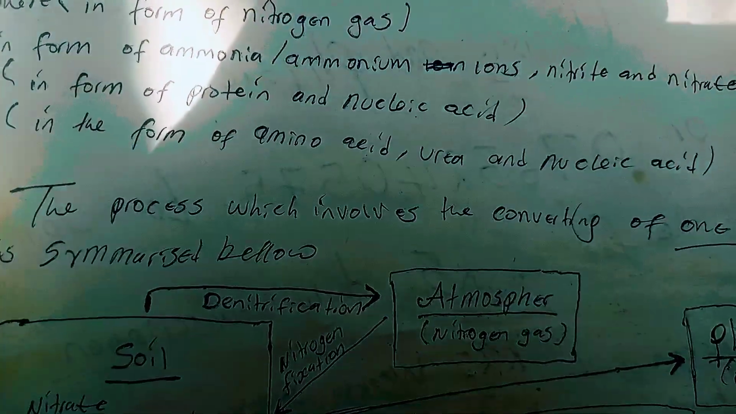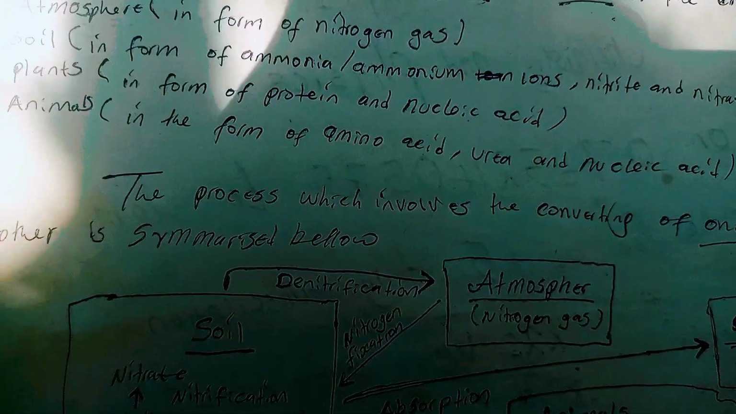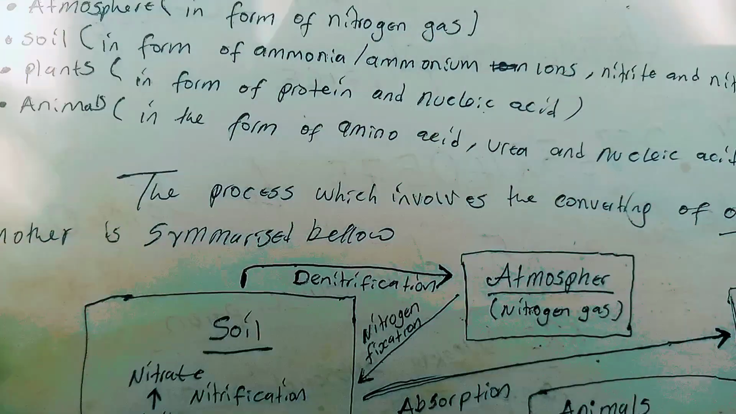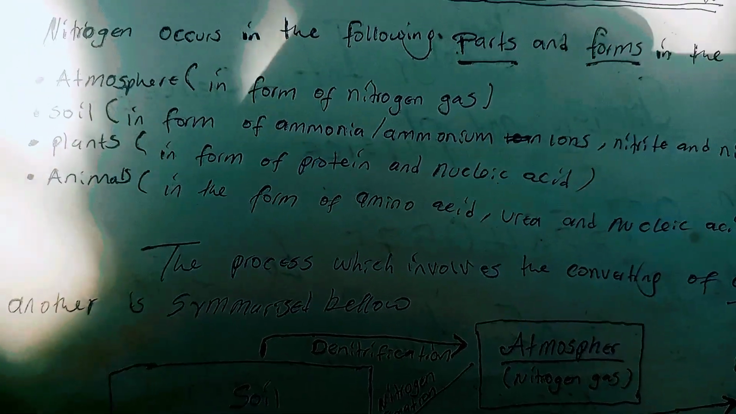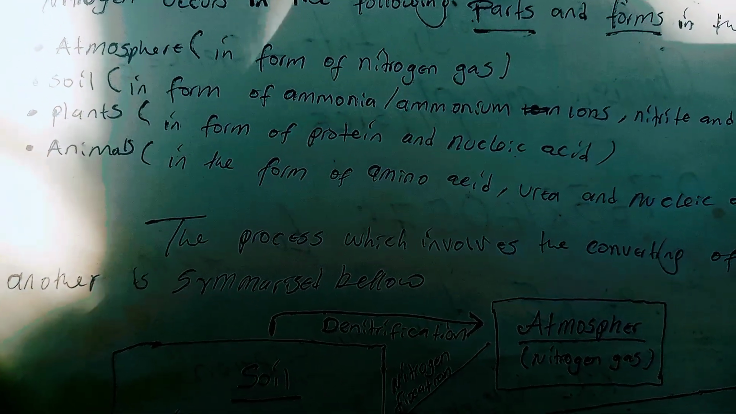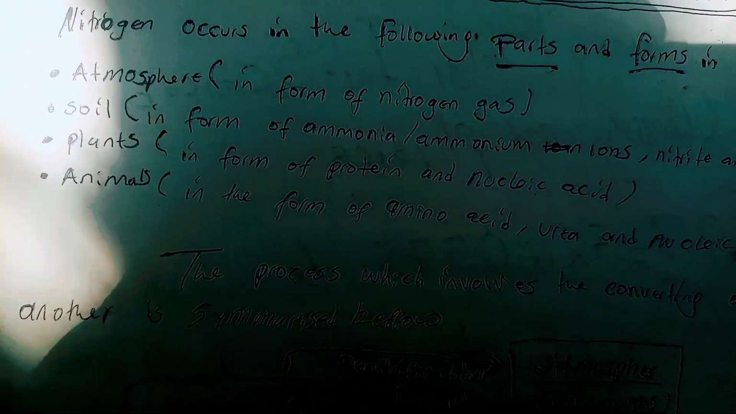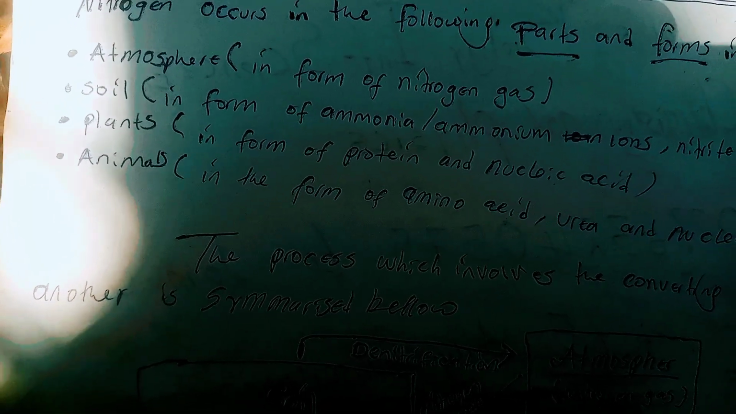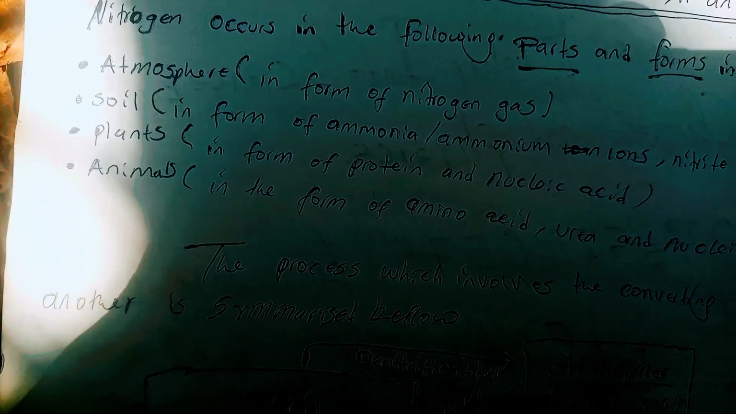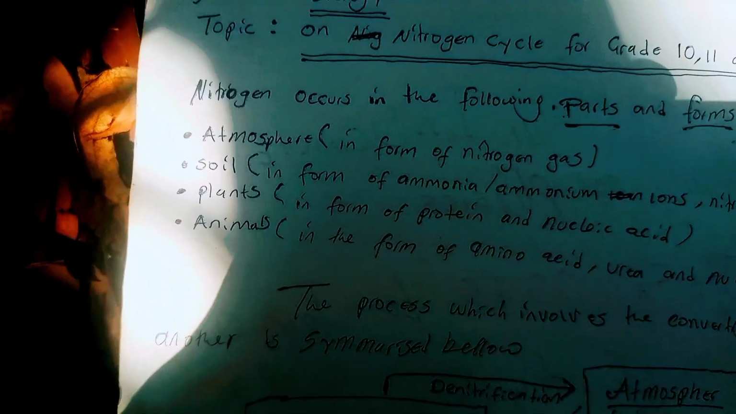Rhizobium are the bacteria normally found in legume plants like beans, peas, and groundnuts. Azotobacter are bacteria which are found freely in the soil. And then Anabaena is found in the water; these are aquatic bacteria. They are found in the water.